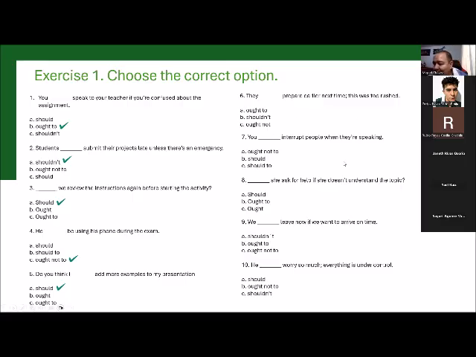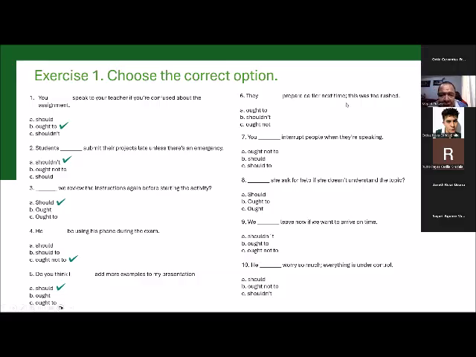Okay, number 6, please. A volunteer for number 6. Who can help us? Yes, Frida? They ought to prepare earlier next time. This was too rushed. What letter did you choose? A, B, or C? A. Yes, you're right. Okay. Thank you so much.